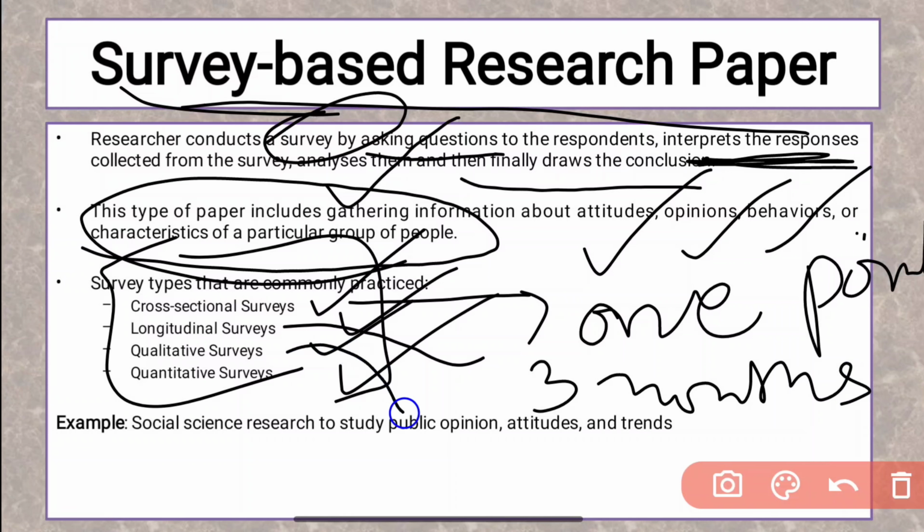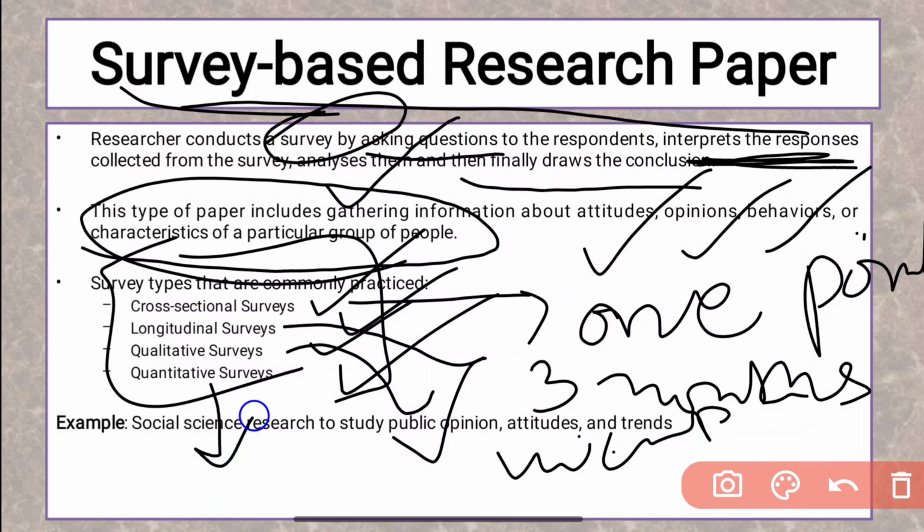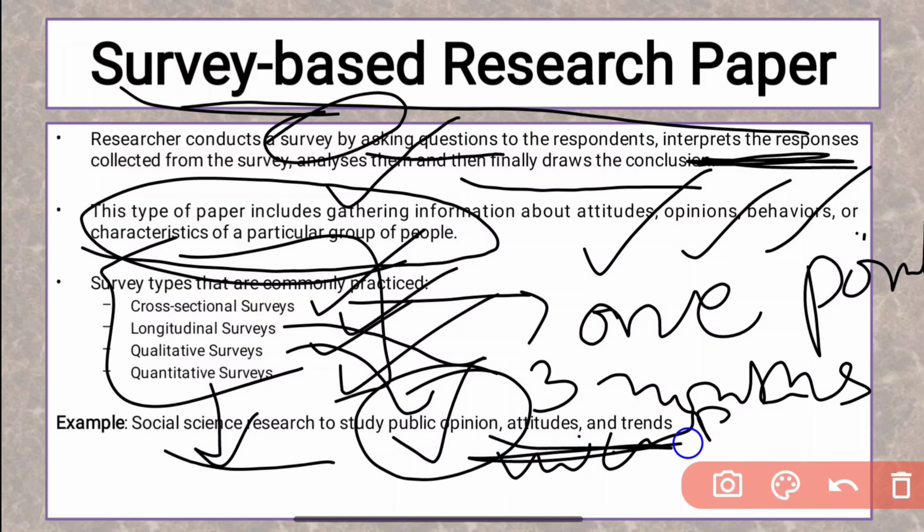And qualitative means that cannot be measured in numbers. For example, you can ask about the viewpoints or the opinions from the respondents, and quantitative means that can be measured in terms of numbers. Clear? Example could be social science research to study the public opinion, attitude and trends from the respondents.